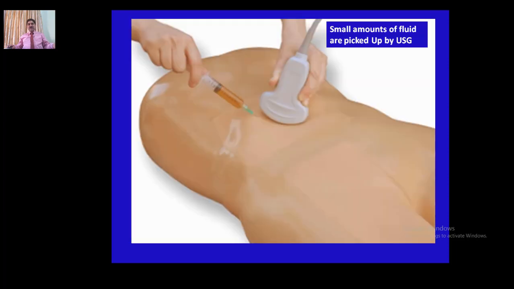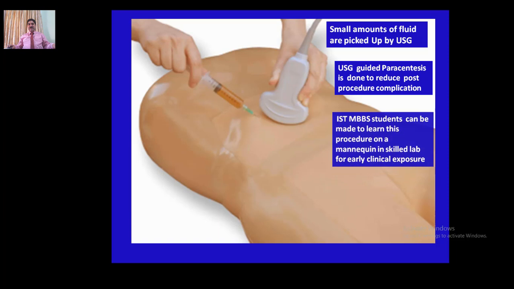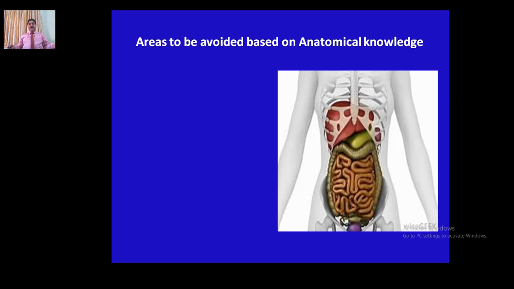Small amounts of fluid in the peritoneal cavity are picked up by ultrasonography. USG-guided paracentesis is done to reduce the post-procedure complications. First MBBS students can be made to learn this procedure on a mannequin in the skills lab for early clinical exposure. Areas to be avoided based on the anatomical knowledge of first-year students.